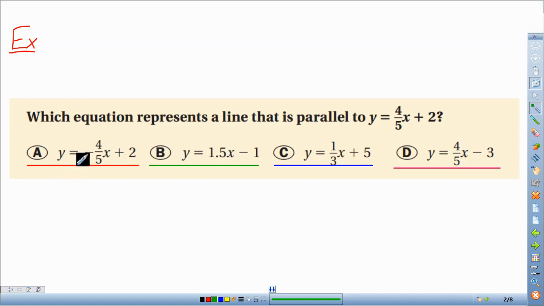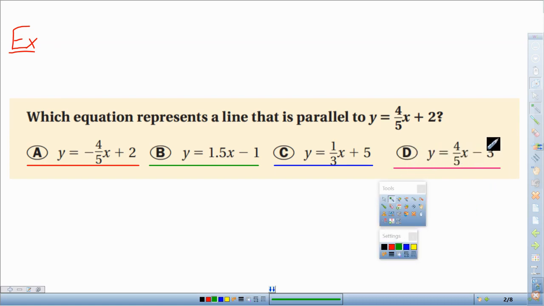So skimming through, the first one is close. It's a negative 4 over 5, not the same. So nope, that is not a parallel line. 1.5, nope. 1 over 3, nope. And this one does have a slope of 4 over 5. By the way, you notice it has a different y-intercept. That's completely fine. Actually, that's expected because these are two different lines. If it had the same y-intercept, it would be the exact same line. But yes, since they have the same slope, D would be our answer.